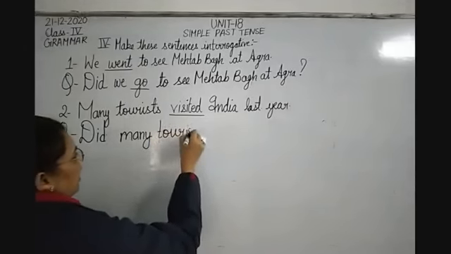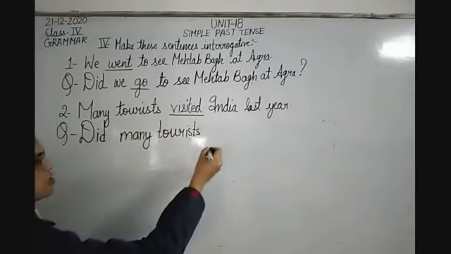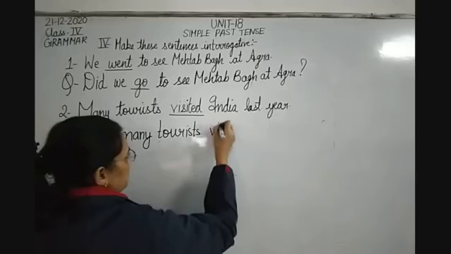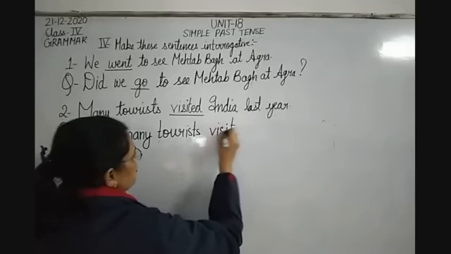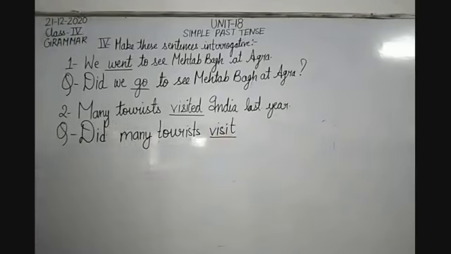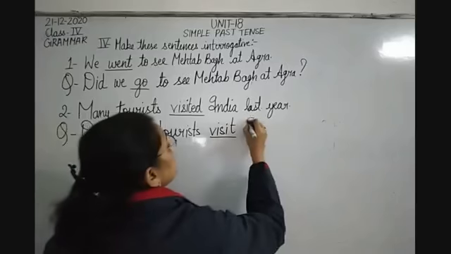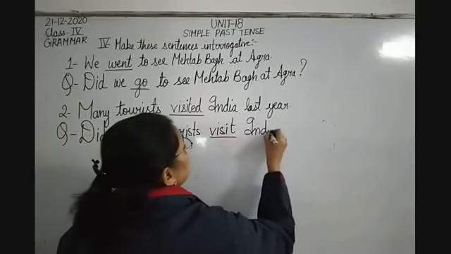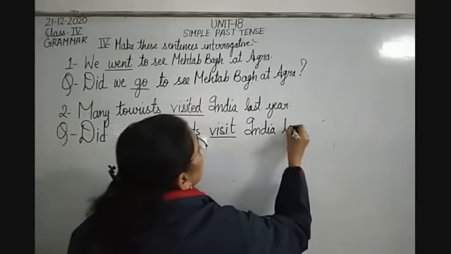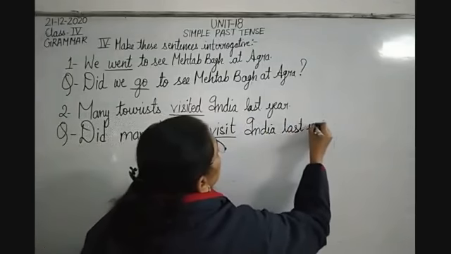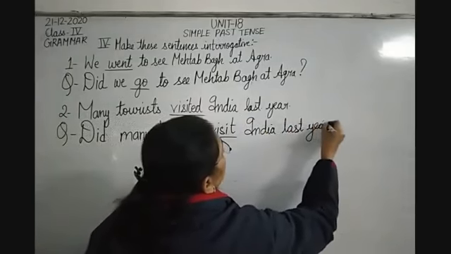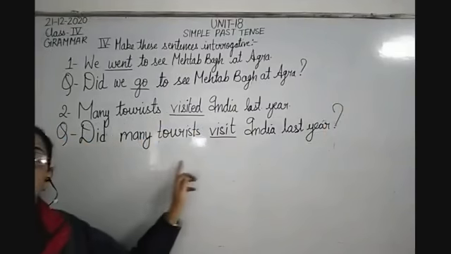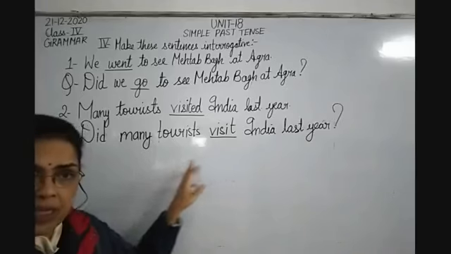Now आपने अंडरलाइन करके रखा है visited को. That indicates कि ये root form में change करना है. Underline so that you can always cross check. Did many tourists visit India last year? And at the end, question mark. If you do not put a question mark at the end, what will happen? Your interrogative sentence will be incorrect.